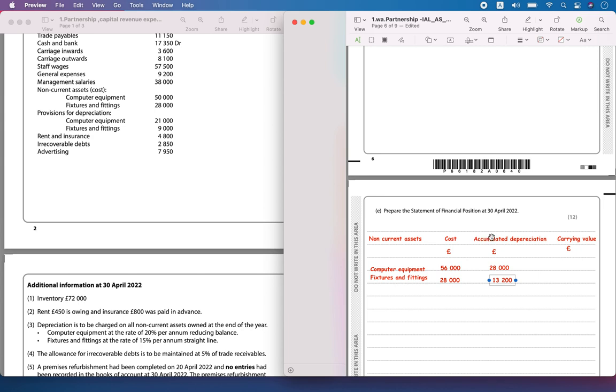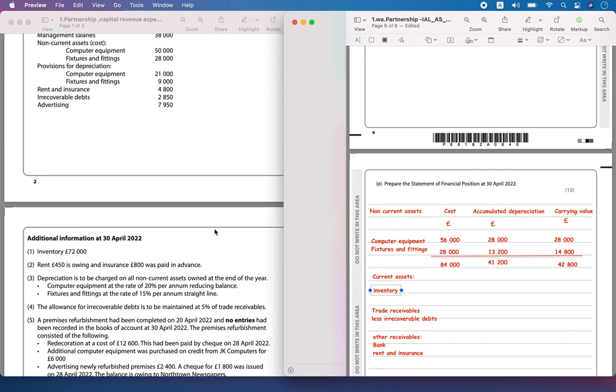Now let's calculate the carrying value. It will be cost minus the accumulated depreciation. So 56,000 minus 28,000 is equal to 28,000, which will be the carrying value. And then we have fixtures and fittings: 28,000 minus 13,200 is equal to 14,800. Now let's add up all of these assets.